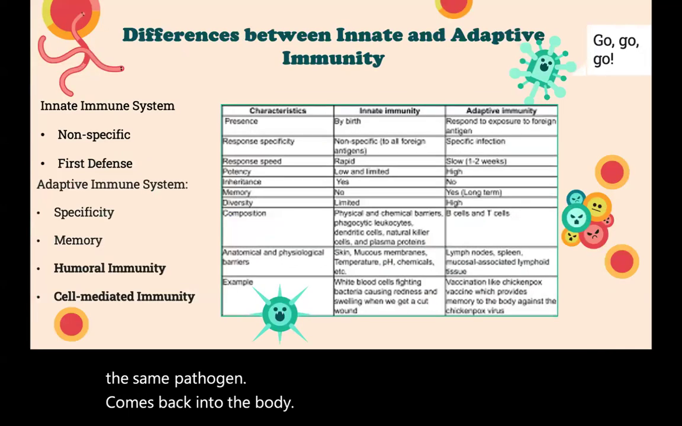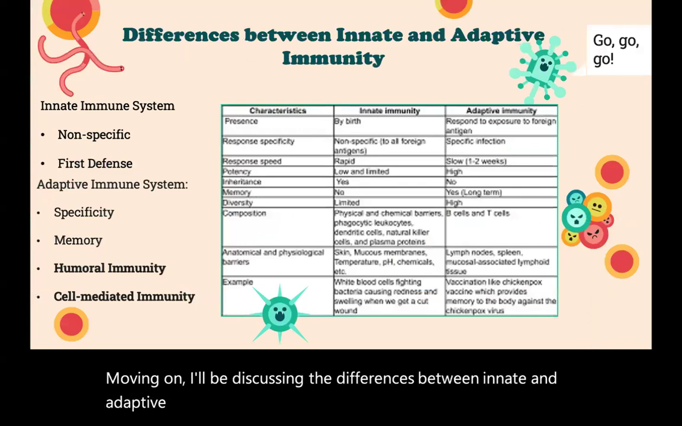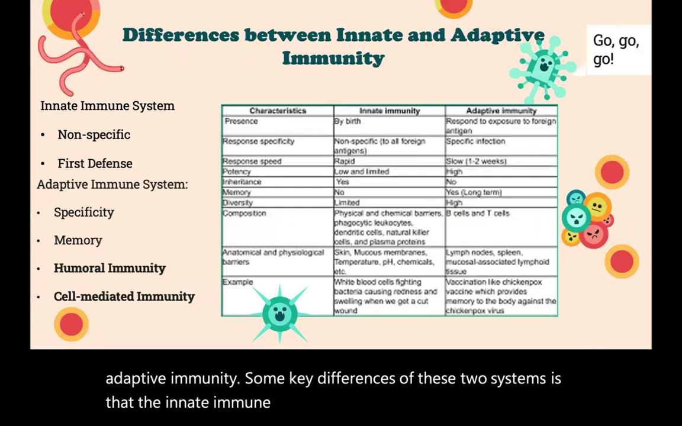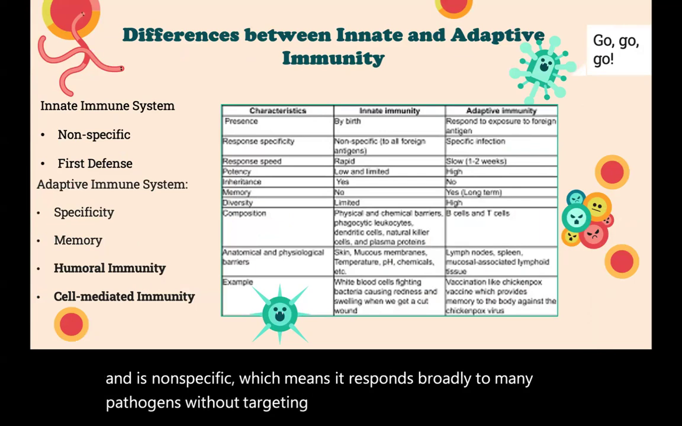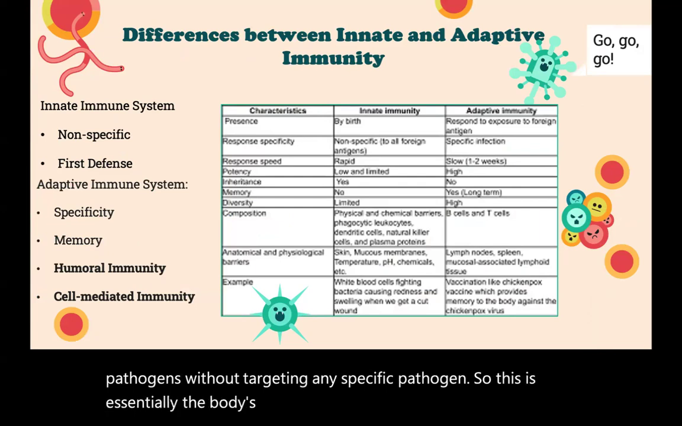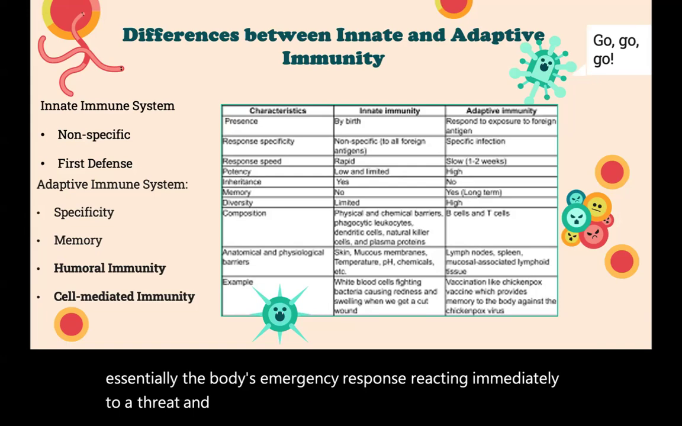Moving on, I'll be discussing the differences between innate and adaptive immunity. Some key differences of these two systems is that the innate immune system is our body's first line of defense and is nonspecific, which means it responds broadly to many pathogens without targeting any specific pathogen. So this is essentially the body's emergency response, reacting immediately to a threat. And this innate immune system is present with us from birth.